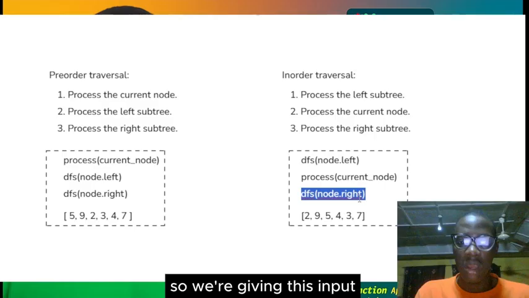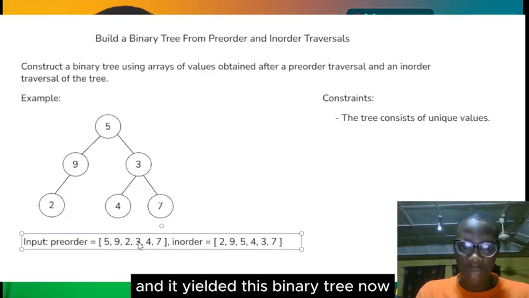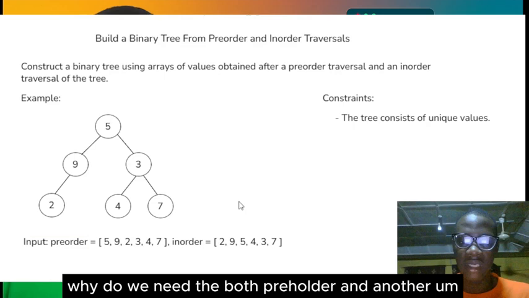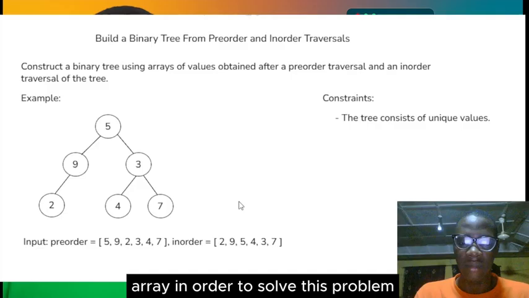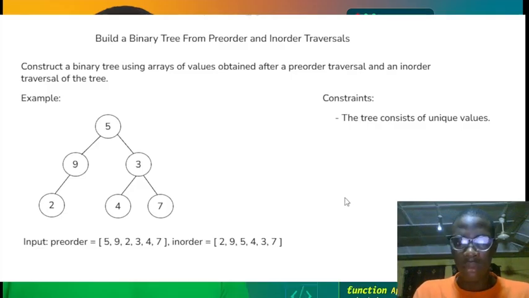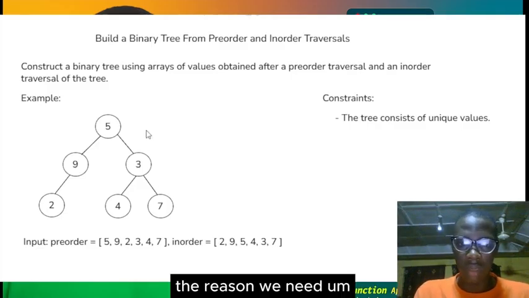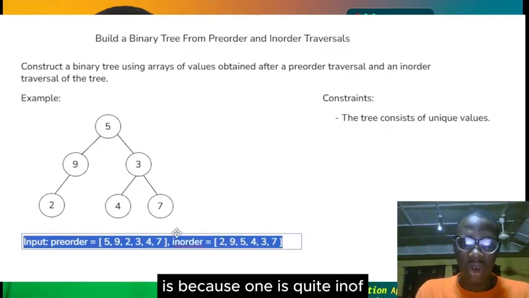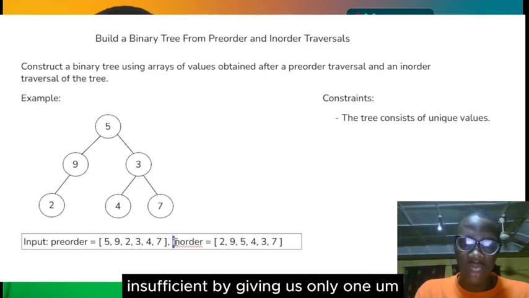We are given these two inputs, and they yield this binary tree. We are also given the constraint that the tree consists of unique values. The first question that might come to our mind is why do we need both the preorder and inorder arrays in order to solve this problem? The reason we need two traversal arrays and not just one is because one is insufficient.